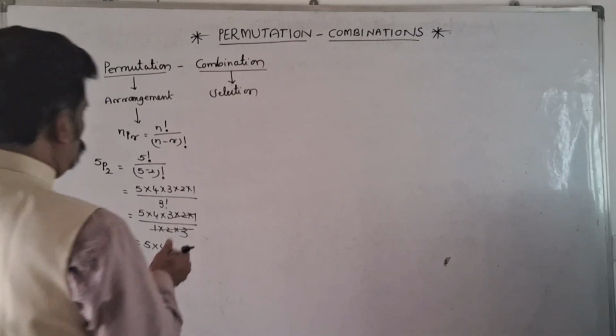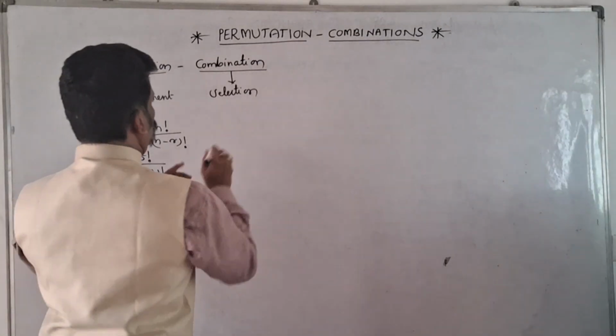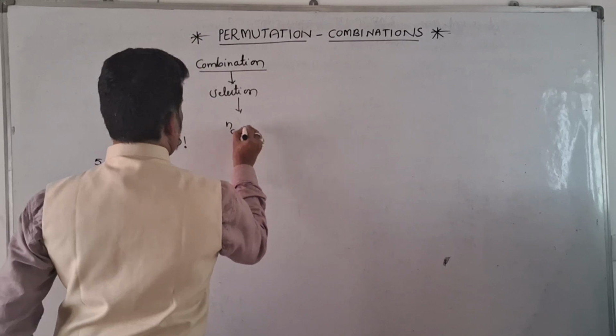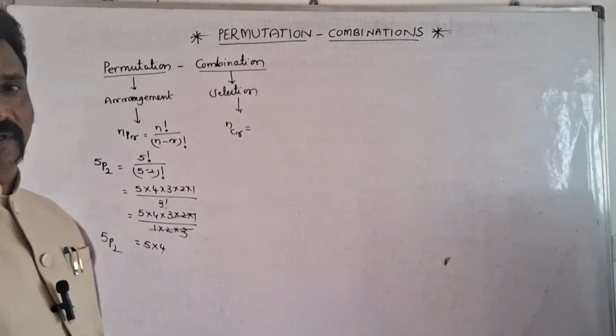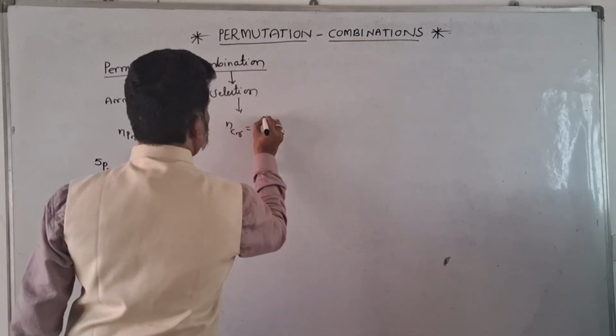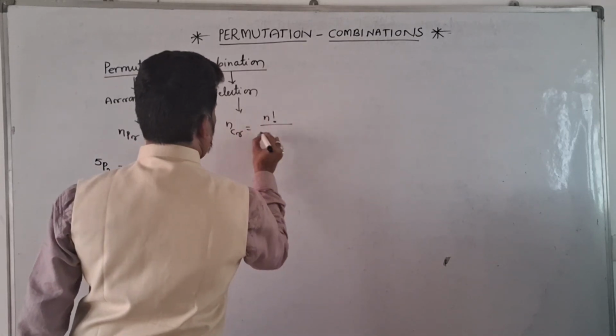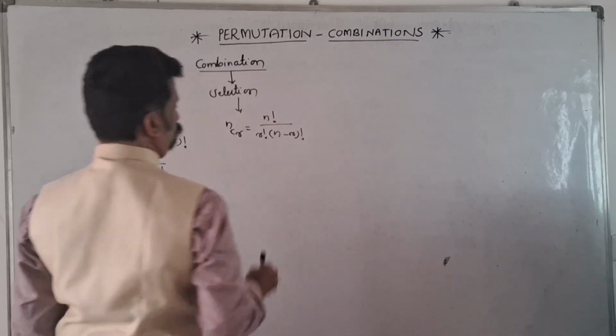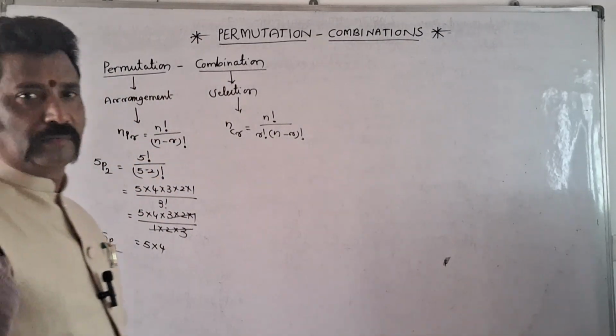Now what about selection? Selection is nCr. C means selection, combination. So this is equal to n factorial by r factorial into n minus r factorial. This is the mathematical formula.